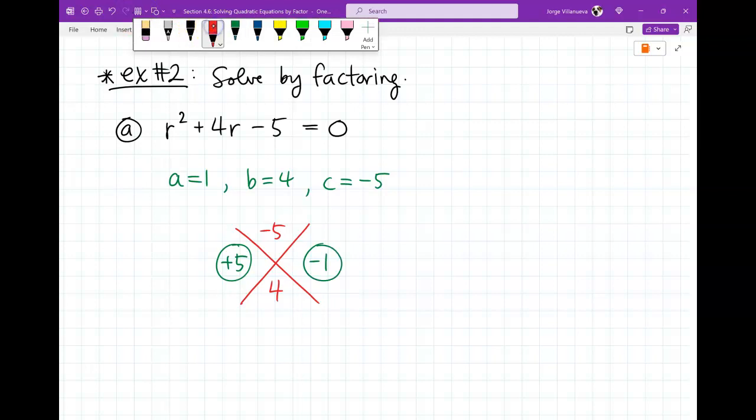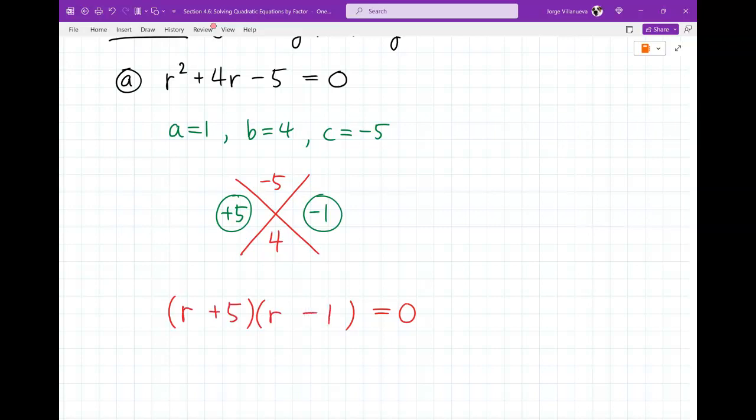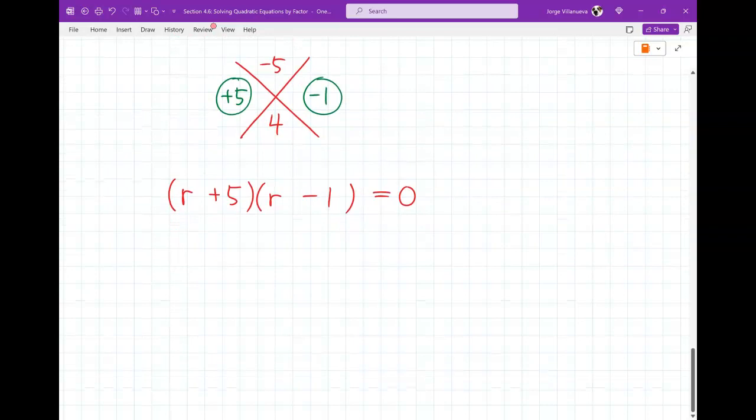So let me write down my factors. But notice I'm going to put equals 0 at the end because that's the way the problem is set up, right? Something's equal to 0. So my factors are R plus 5 on one and R minus 1 on the other one. Now I have to solve each one of those, okay?